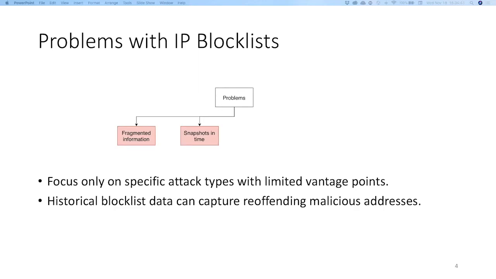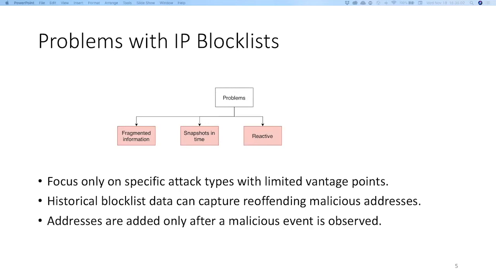The second problem is that IP block lists contain malicious activity that's a snapshot in time. However, there are smart malicious actors who evade blacklisting by staying dormant for some time, and they often reappear in the same IP block list over and over again. So this becomes a problem as well. The third problem is that IP block lists are reactive, because most maintainers list the IP addresses when they see a symptom of malicious activity from them. So they only react to an attack, but they are not proactive in capturing these attackers.